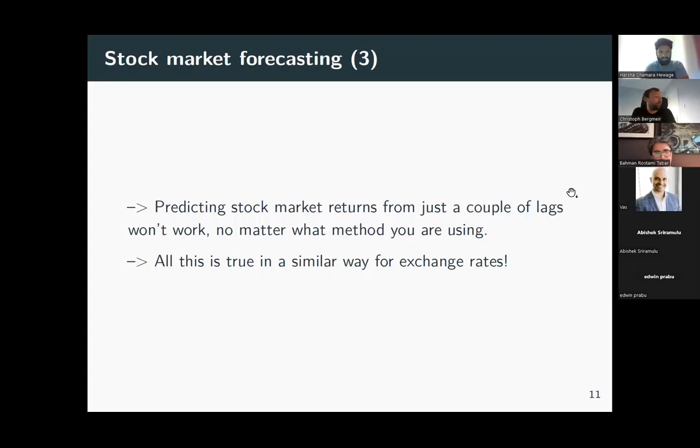Obviously, what could work is if you get some very good covariates. What people do is they check sentiment on social media, like on Twitter, and then they try to use this sentiment to predict stock prices. I think it's all about getting the right covariates. But if you just use the past of a stock price, that's not going to work very well. All this is also true in similar ways for exchange rates, right? Exchange rates are in this sense quite similar to stock prices.